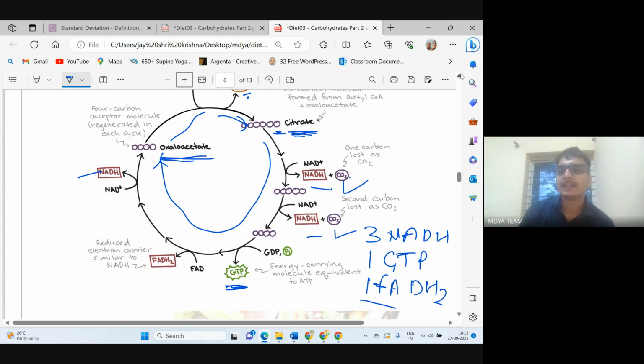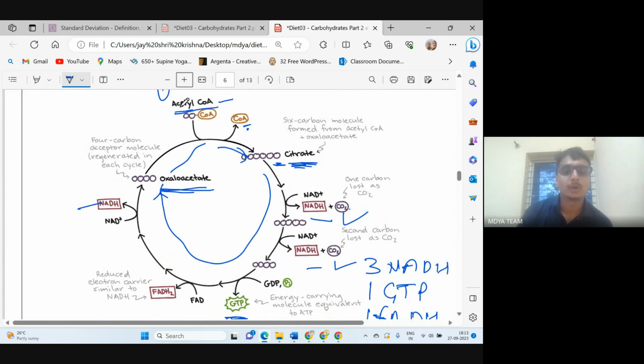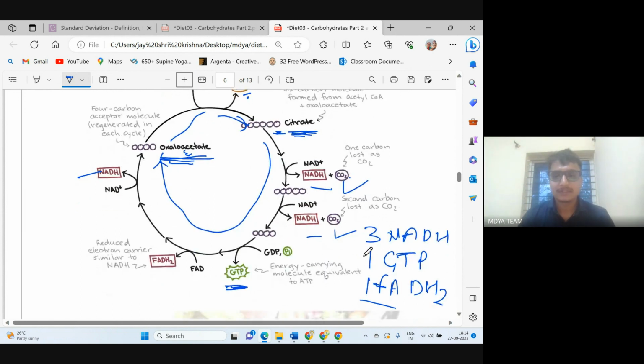Now this oxaloacetate is again ready to take up the next molecule of acetyl coenzyme A. That's why it's a cyclic process. It starts with oxaloacetate, and this oxaloacetate reacts with a molecule of acetyl coenzyme A. This forms citrate. After various reactions, this citrate again forms oxaloacetate. So that's why this is a cyclic process, because the first product is the last product of this reaction, and in this cycle acetyl coenzyme A is used every time. So in one cycle, there is production of 3 NADH, 1 GTP, 1 FADH2.